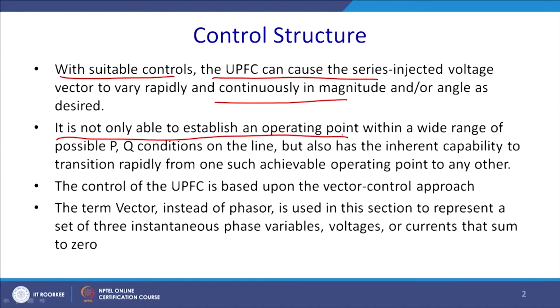It is not only able to establish an operating point within a wide range of possible P and Q conditions on the line, but also has the inherent capability of transitioning rapidly from one such achievable operating state to another. So, if you wish to change the power in the transmission line from point P1 to P2, this device can ensure that it reaches the point in the fastest possible way.